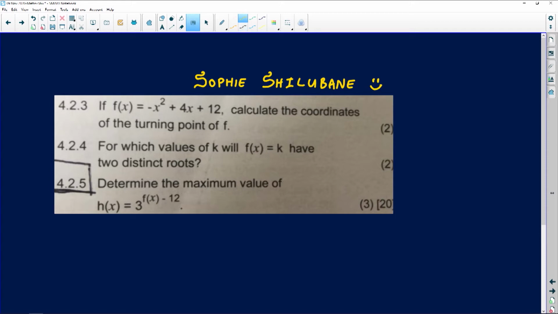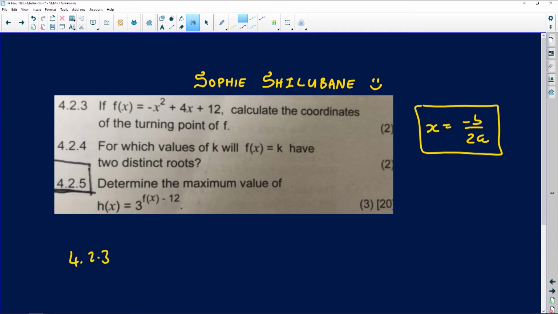Again, it's another question that comes from functions. It's very exciting because I know that this is one of the topics that give you guys a lot of problems. So let's see what is going on with this one. It says if f of x is negative x squared plus 4x plus 12, calculate the coordinates of the turning point, okay? So we did discuss that you can find the x coordinate at the turning point with negative b divided by 2a. This is the first method we used in the previous question. Let's use the alternative for this one.